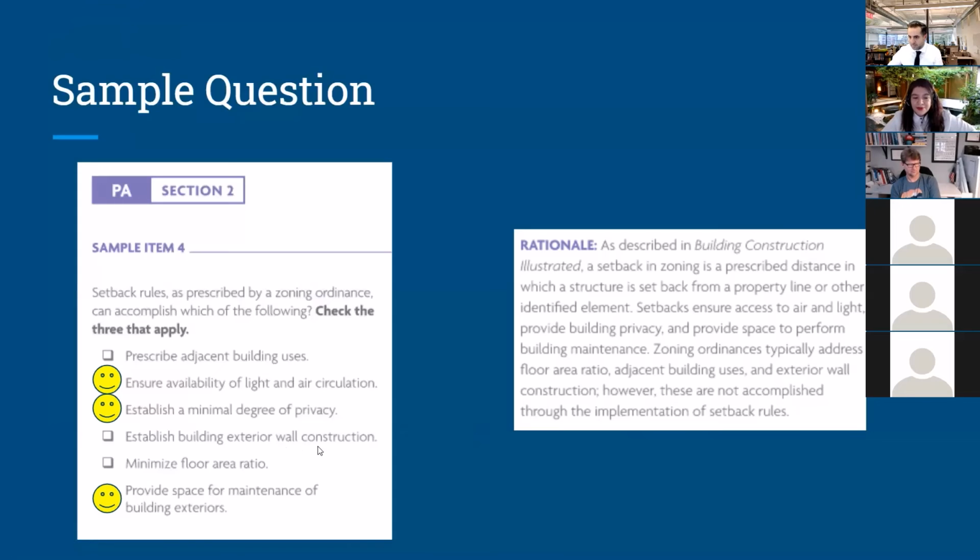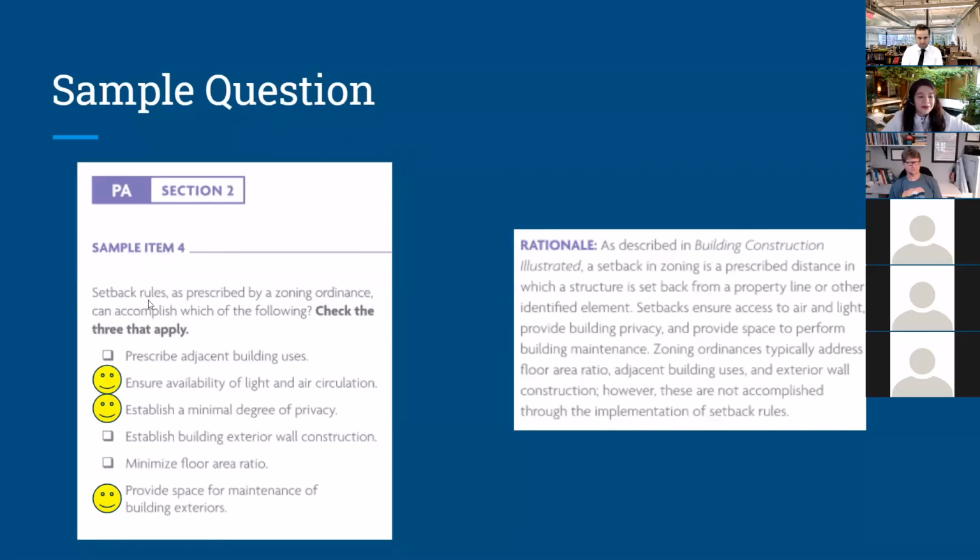The building exterior wall construction is usually dictated by building code, and the intention to minimize floor area ratio. Okay, setbacks ensure access to air and light, provide building privacy, and provide a space to perform building maintenance. Zoning ordinances typically address floor area ratio, adjacent building uses, and exterior wall construction. However, these are not accomplished through the implementation of setback rules.